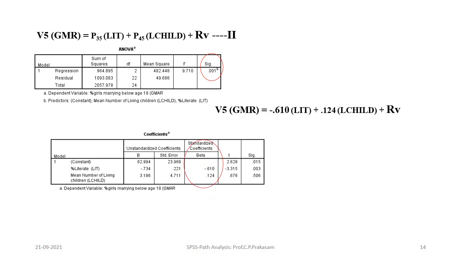The structural equation with the path coefficients is given by V5 equals minus 0.610 plus 0.124, that is L child, plus RV. Here also we can calculate the residual variable by RV equals the root of 1 minus R square, and simplification will give us 0.7287. Then we put these values into the path diagram.